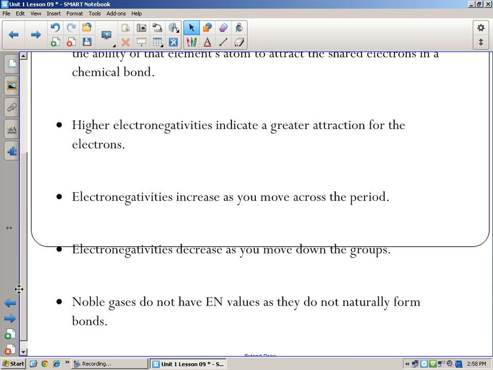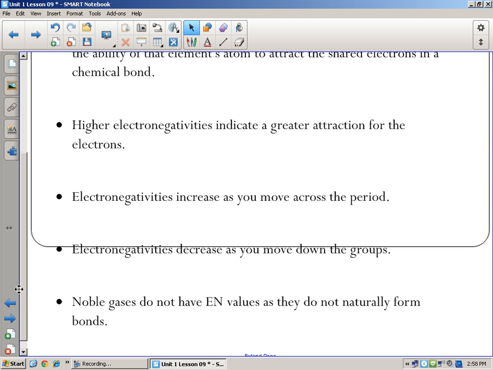If you look at the electronegativities, they range from 0 to 4. 4 being the highest, obviously the best at attracting electrons, 0 being not at all. Which ones don't want to attract electrons? Well, mostly, of course, noble gases, right? They're stable, group 18, stable already, has a full octet, doesn't want to attract electrons, okay? So they usually have an electronegativity of 0.